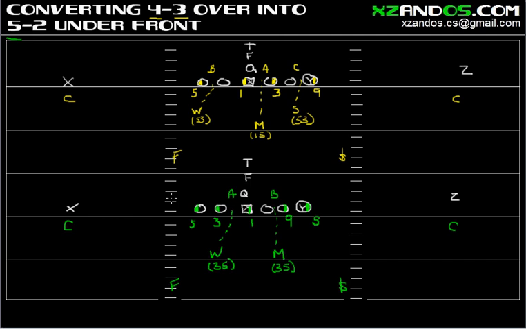I hope this has explained the difference between a 4-3 over front and converting it into a 52 under front.